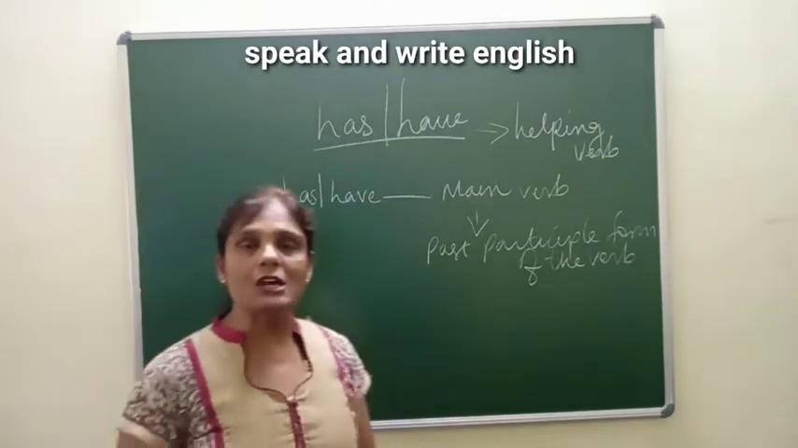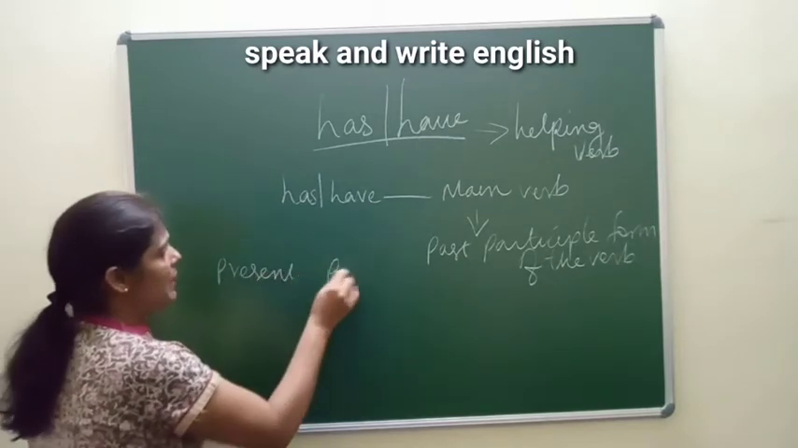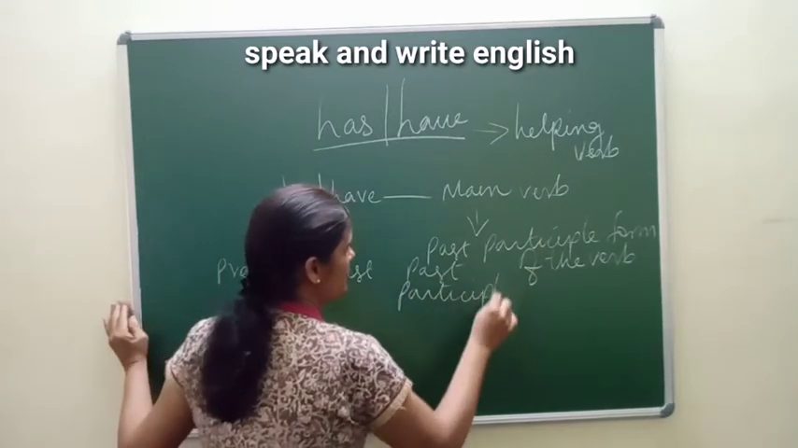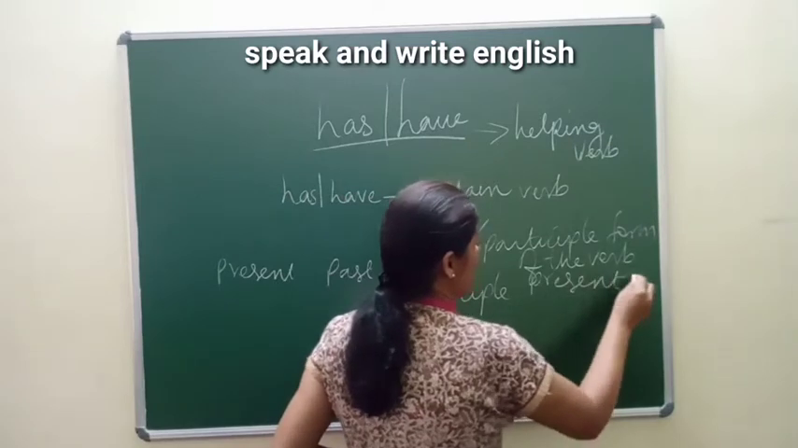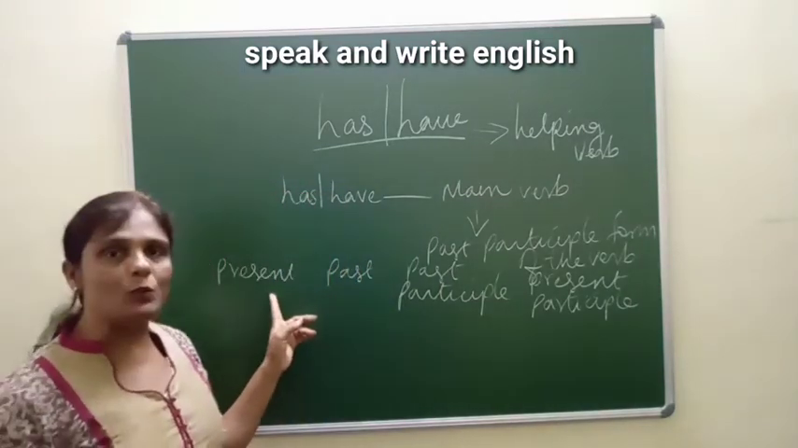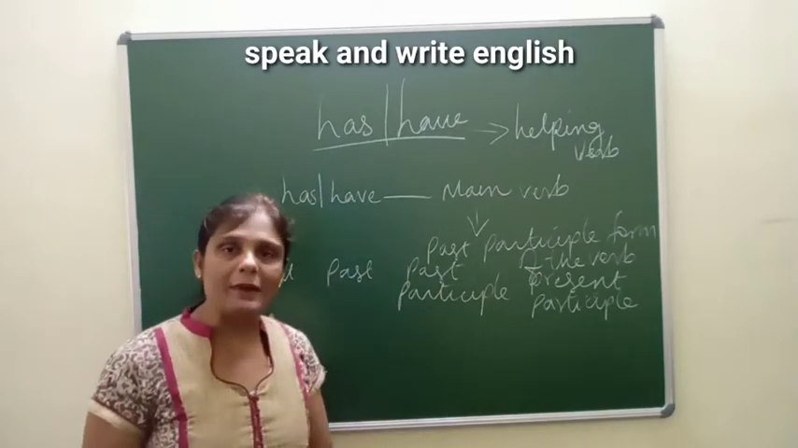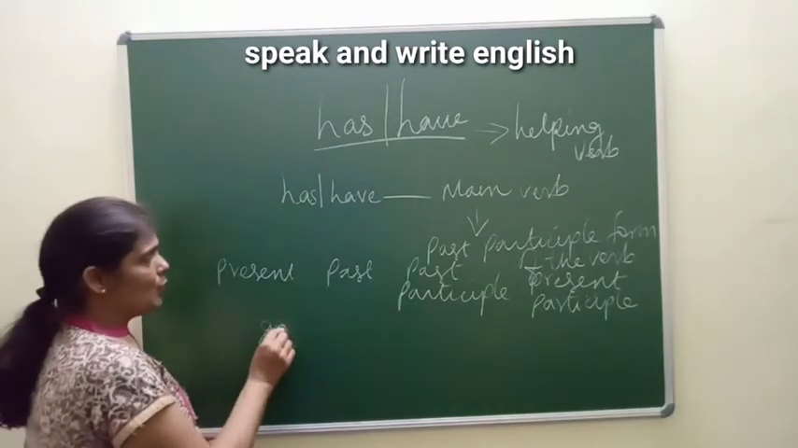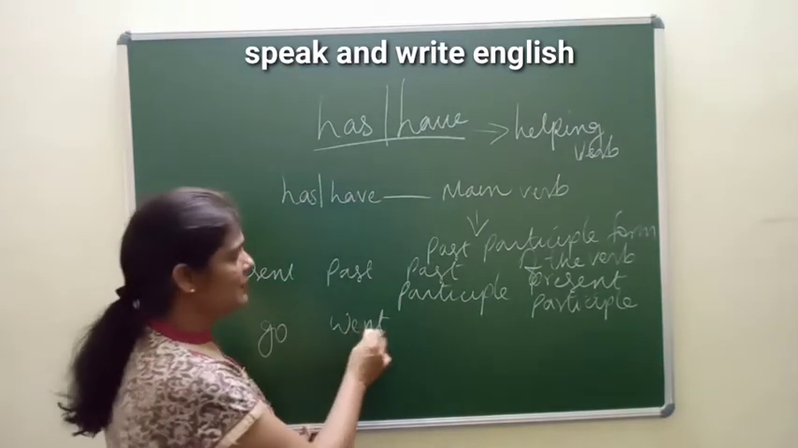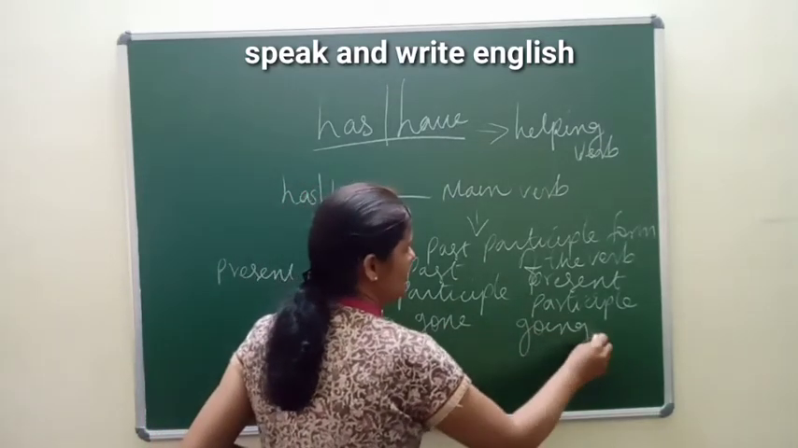As you know, in English, the verbs can be conjugated into the present, the past, the past participle and the present participle. For example, when I take go, in the past we take went. The past of go is going to be went. The past participle is gone and the present participle is going.